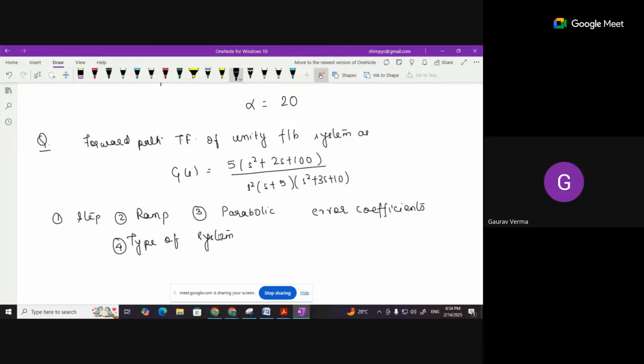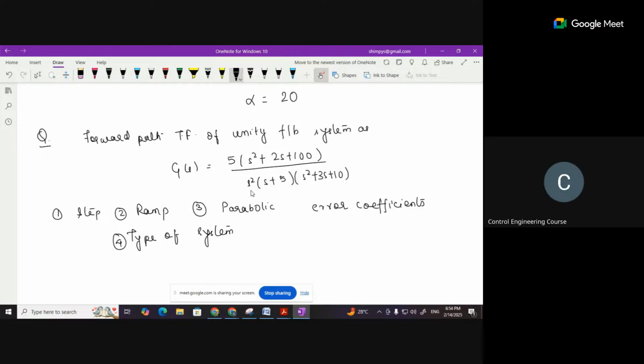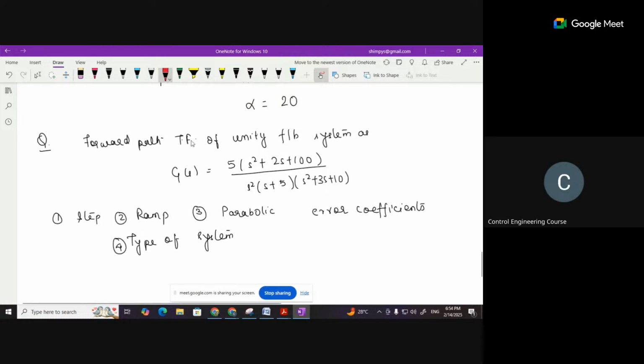Type of system is 2, correct? Because in the denominator, we have 2 poles at 0. Very correct. So here our type of system is 2. What about the other details? Since it is type 2, we can say that the steady state error for step and ramp will be 0. Steady state error will be 0.